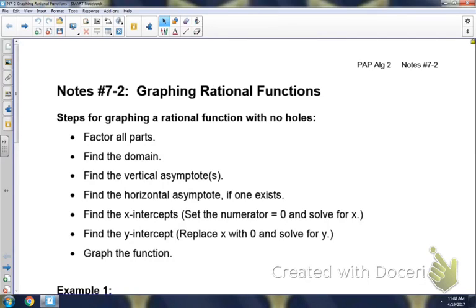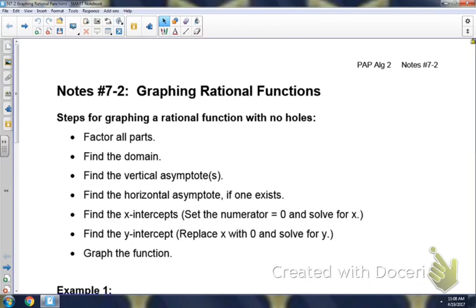And then you're going to find your domain, which we talked about yesterday, which is whatever causes your denominator to be 0 will not be included in your domain. And then your vertical asymptote is that value that causes your denominator to be 0. Horizontal asymptote, remember we talked about you're checking the degree of the polynomial, which is the highest exponent of the top and the bottom, and then you're comparing them. From there you should be able to find your horizontal asymptote.